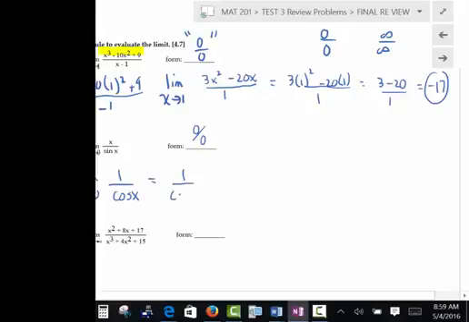So we get 1 over cosine of 0. Cosine of 0, remember you're on the unit circle, you're at the point (1, 0), so what's cosine of 0? 1 over 1 is 1. That actually turned out easier. I was thinking there was something more complicated on that one.